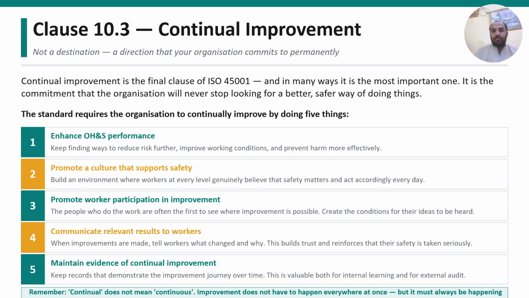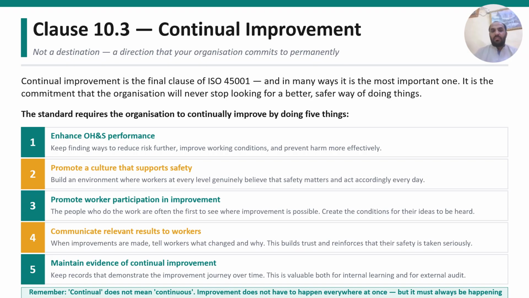Continual improvement is the promise that the organization makes, not once, not for a certification audit, but permanently, that it will never stop looking for a better, safer way of doing things. This is the most important thing. The standard requires the organization to continually improve, and there are five specific ways to do it.